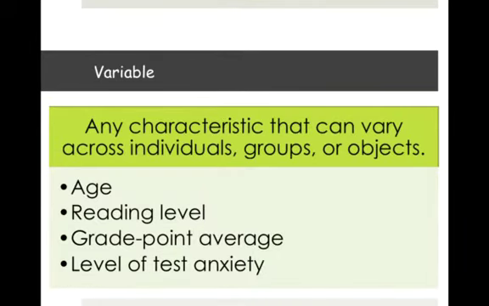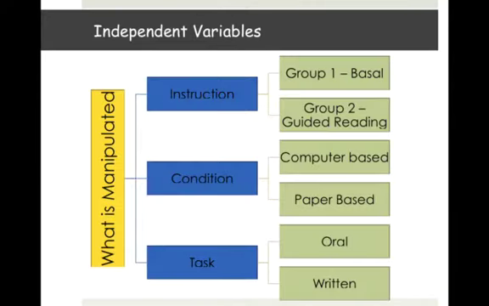And so a variable is any characteristic that can vary across individuals, groups, or objects. So things like age, reading level, grade point average, level of test anxiety. Those are just a few examples. And this is something that I always still have to remind myself of, that there's the independent and dependent variable. The independent variable is what is being manipulated. So I can manipulate on a number of different constructs. I could manipulate instruction. So group 1 is going to receive instruction from a basal reader, and group 2 is going to receive guided reading instruction.